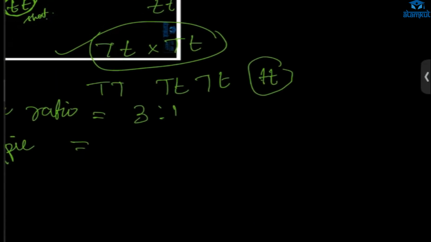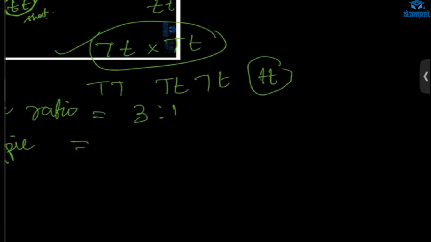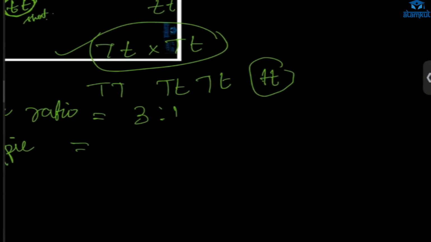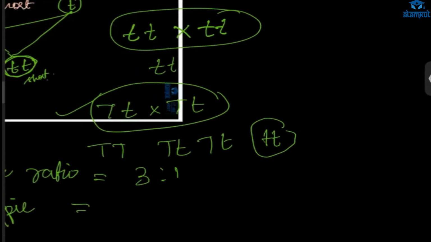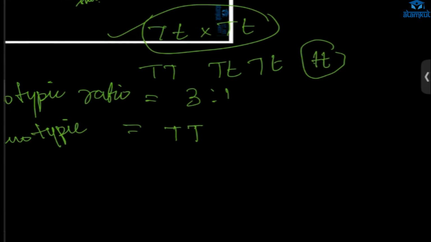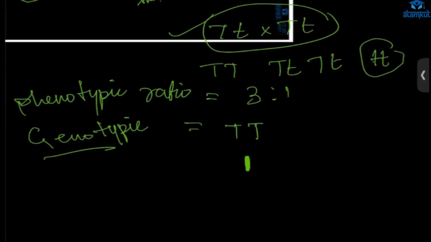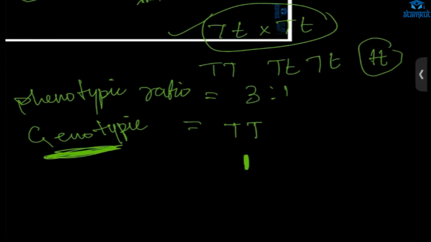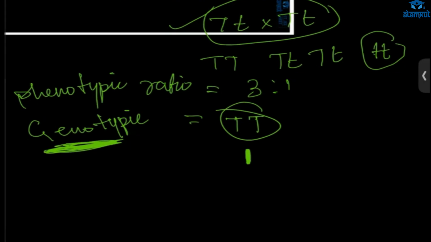In that four, how many did we get capital T type? Three. Capital T type, how many did we get? Three, capital three. Oh, only one. Genotypic ratio. Okay, got it? Yes, 1:2:1. Now you got it.